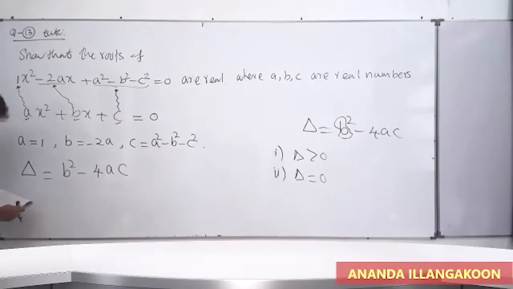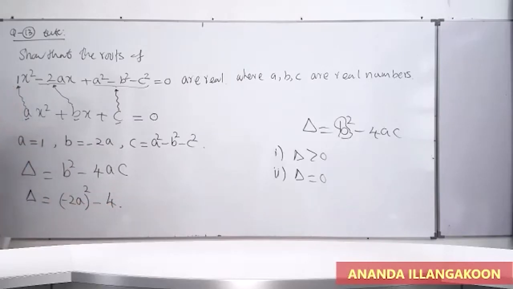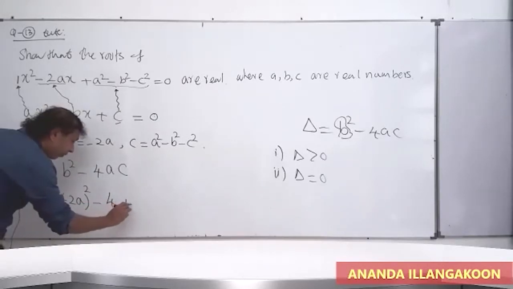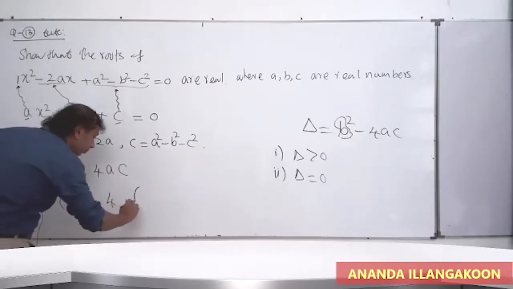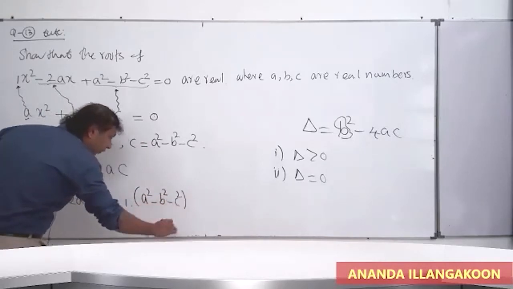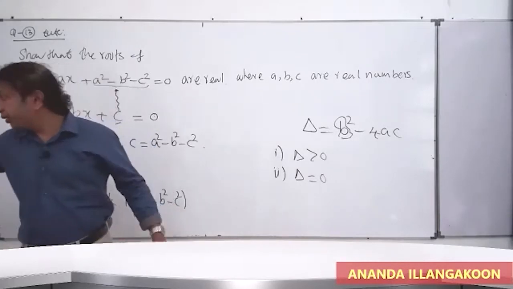Right. We can write delta equals B squared. B is minus 2A. Minus 2A perfect square minus 4 times the A value here, 1, times the C value here, this, A squared minus B squared minus C squared. This is what we get.